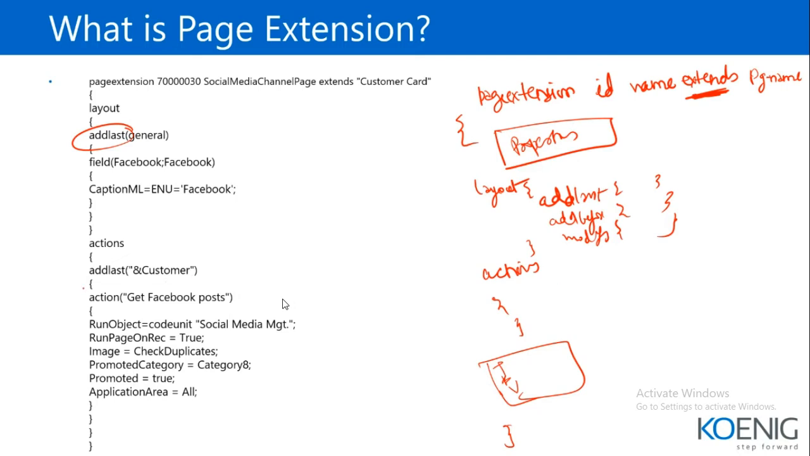We add our actions before or after any predefined action. So we use this add last, and then inside this we write our action. Same, inside this add last we write our field, whatever we want to add. So this is one of the differences in page extension.